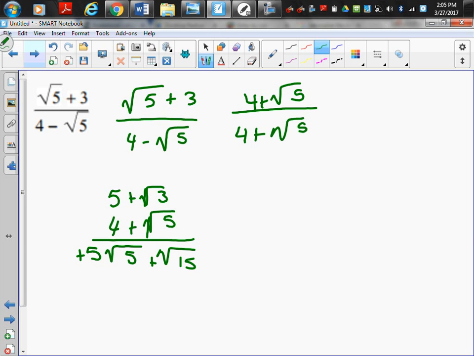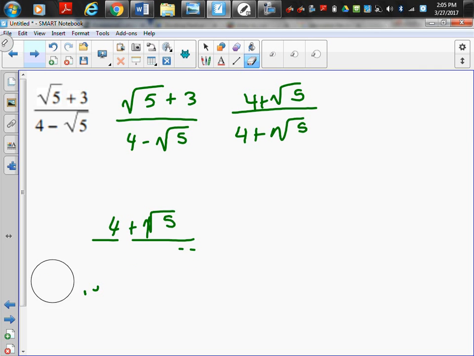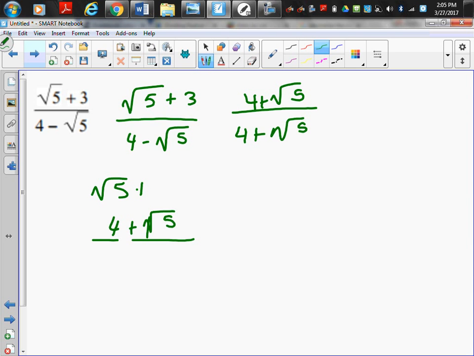Alright, so 4 times 1 is 4. 1 times 3 is square root of 3. And then 5 times 4 is... Alright, where did I get what? Alright, y'all didn't tell me. It's supposed to be square root of 5 plus 3. Alright, start over. I had my numbers backwards.